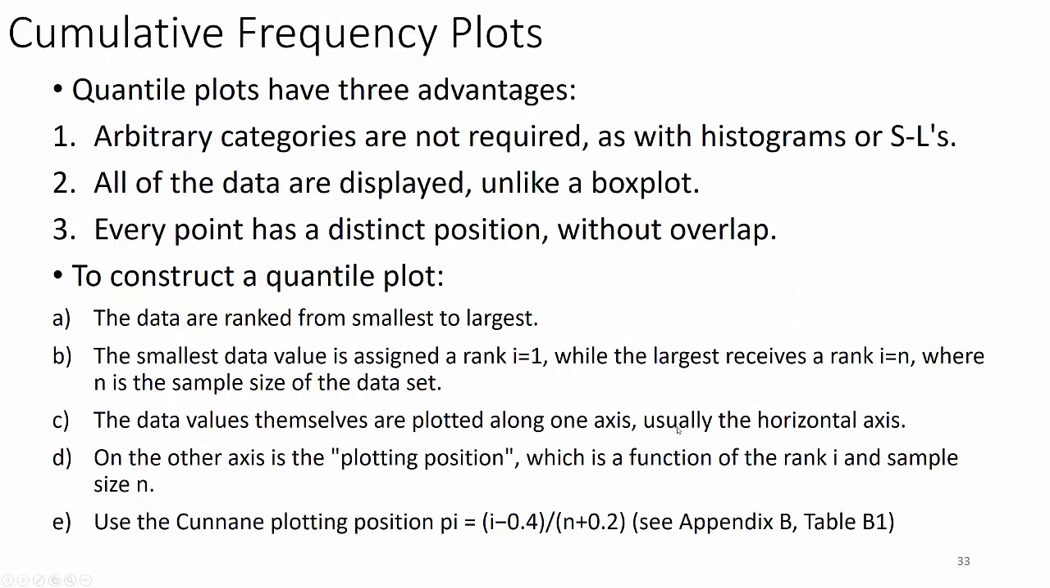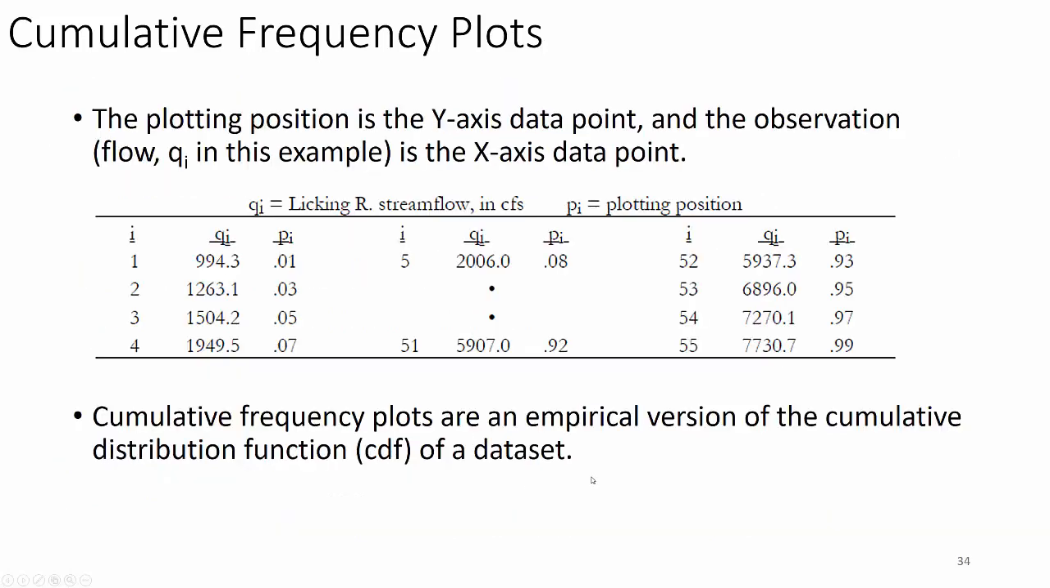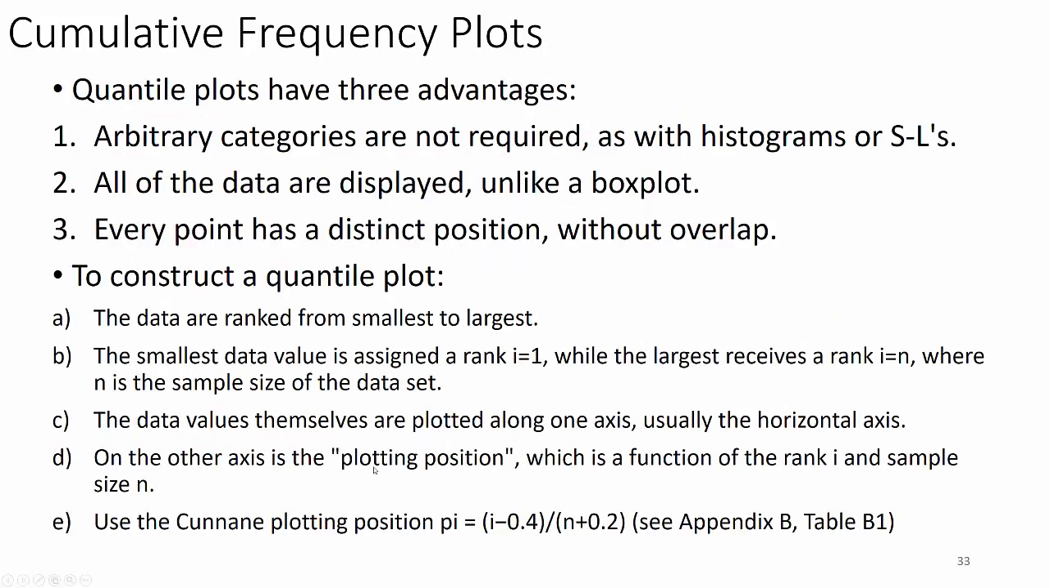But in this case, if you plot on the x-axis the plotting position pi, you can create a probability distribution function. So if we look at Qi, which is the individual data point, and then we can look at Pi, the plotting position. Plotting position is the y-axis data point, and the observation is on the x-axis in this set. So you have to be careful which way you put them. I've got them reversed in this description, but I see them both ways.